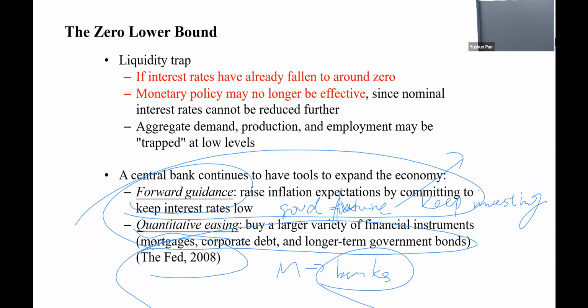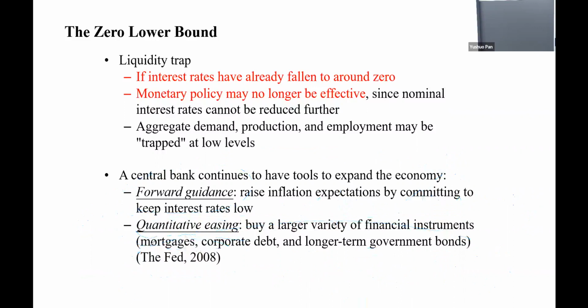Which means the money supply increases. That is another way to stimulate the economy and productivity. So that's what happens when the interest rate is already zero, and there are two different opinions.